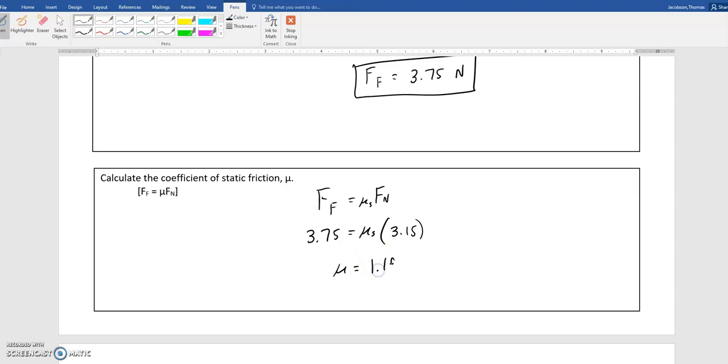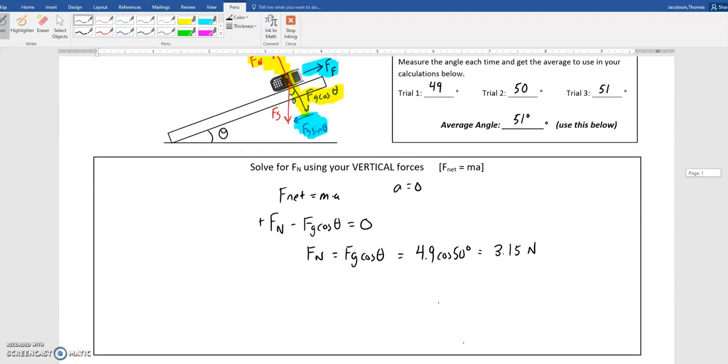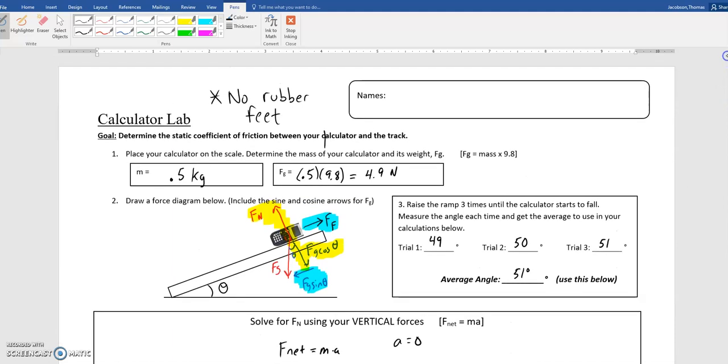1.19. So remember, this is a unit right here, or I should say this is a symbol that means how smooth are the surfaces. Usually ranges between 0 and 2. Now I made this number up. 1.19 is pretty high. In fact, I would actually expect 1.19 to be with rubber feet.